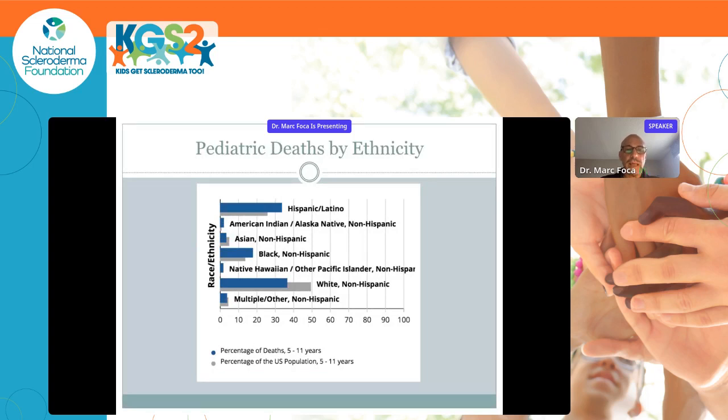In terms of mortality, again, the gray bars are overall percentage of the population, and the blue bars is mortality. And you can see that mortality is greater in Hispanic and the Black community than it is for their percentage of the population, and it's lower in the white and Asian communities.